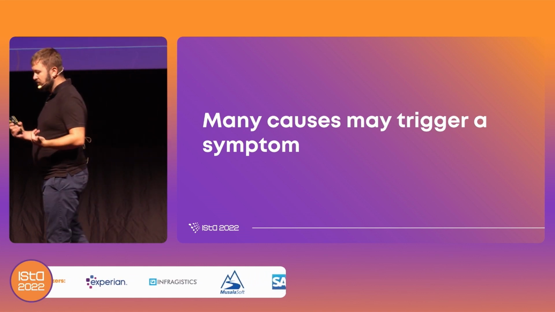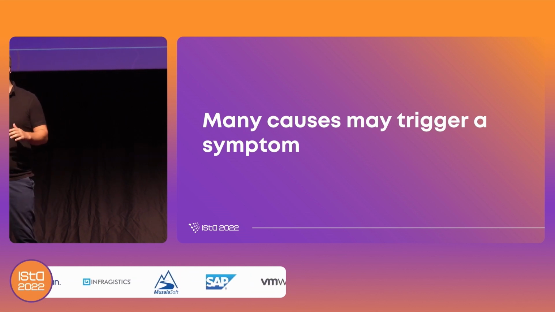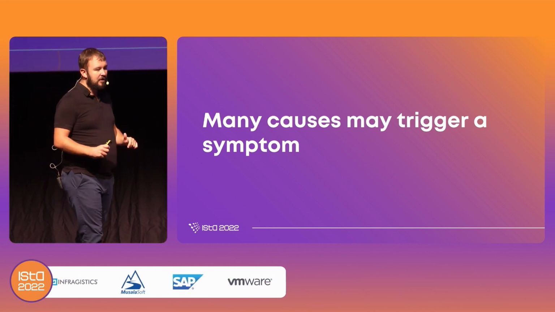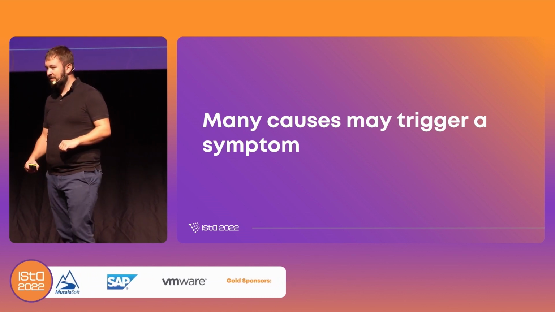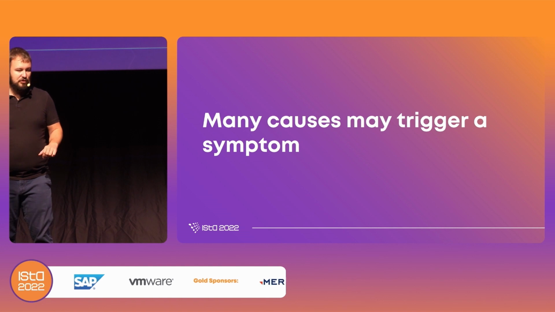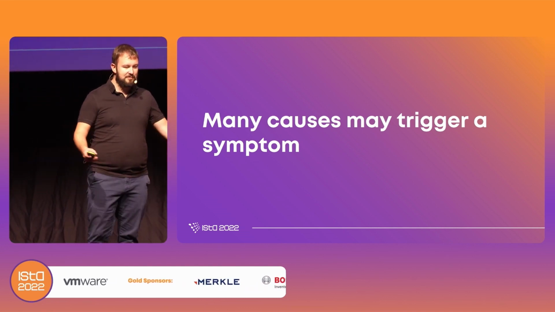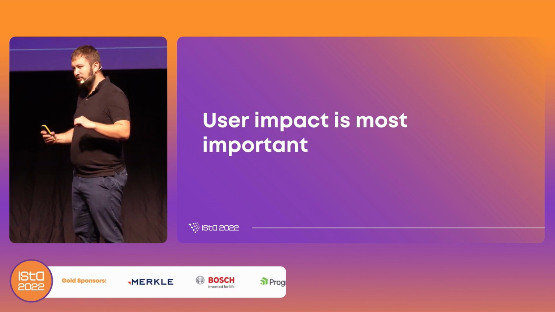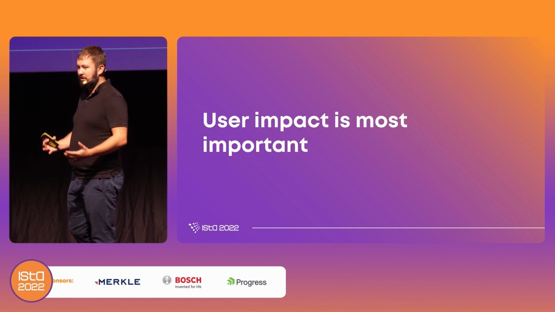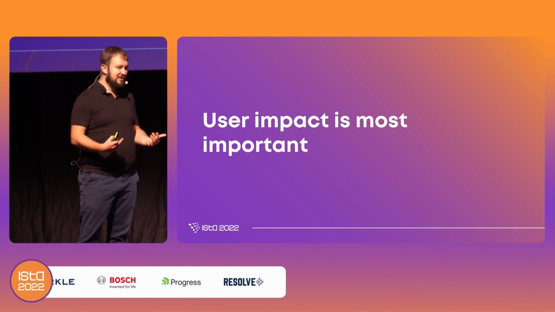In my previous example, users cannot log in because there's a bug in the code, the network is down, the firewall is misconfigured, the database is not working, the database doesn't have free space, it runs out of file descriptors, or you have a memory leak in your code. Many different causes may trigger a symptom. But at the end of the day, the user's impact is the most important thing. Basically, users want to log in, they cannot log in, and this is what they care about.